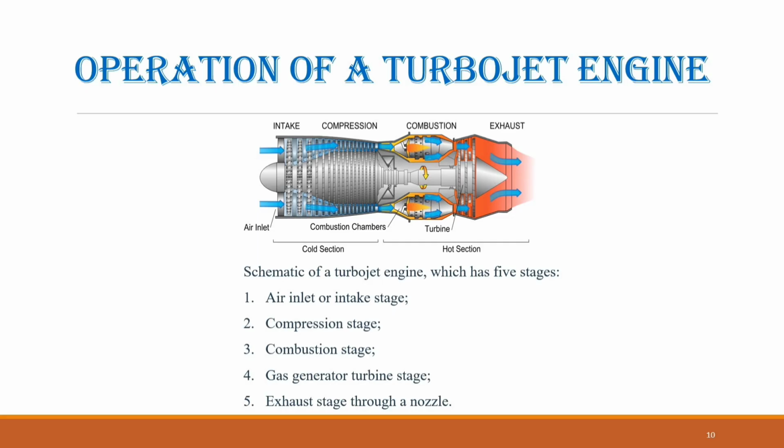The high-pressure turbine drives the compressor via a forward-facing shaft, transferring energy extracted from the hot gases to maintain continuous compression.